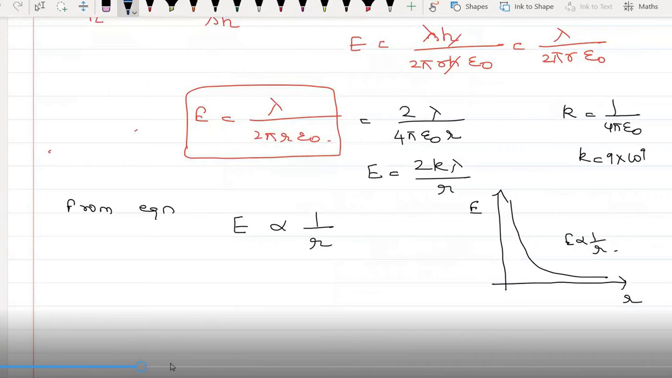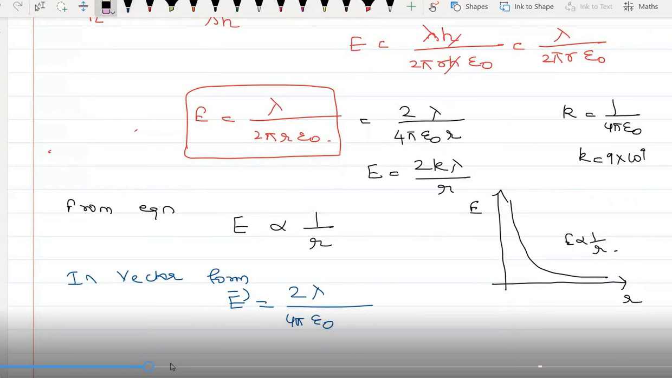And I know Vinu is very fond of vector form, right? So in vector form, how will you represent it? E vector. And what is the vector quantity present? Lambda is a scalar quantity, charge per unit length. 4 pi epsilon naught is constant, right? So let me take this one. 2 is not necessary. The original equation I will consider, 2 pi epsilon. What is the variable quantity here? The position vector. R will contribute the direction. So what is it? Unit vector.